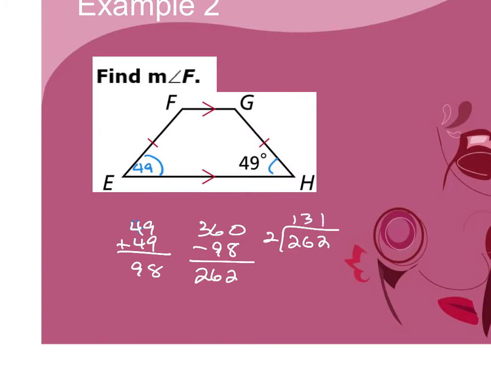Also realize that you have parallel lines here, and this is also a transversal. So you could have also just done 180 minus 49 and gotten 131. You can do this either way. The two missing angles are 131, but it only asks for F, so the measure of angle F is 131.